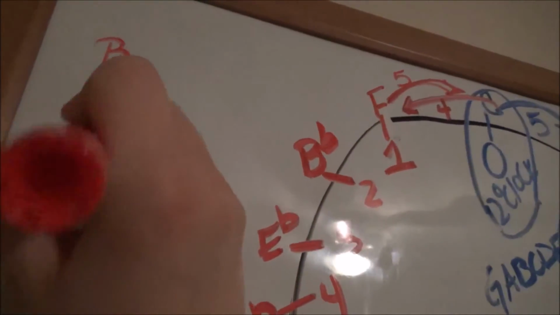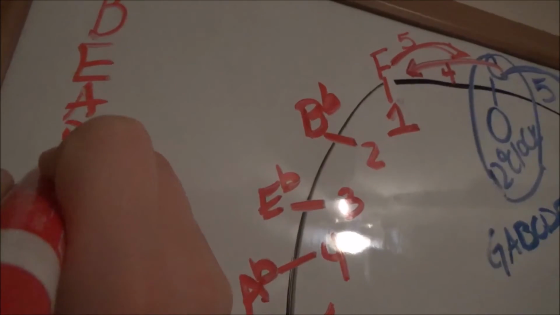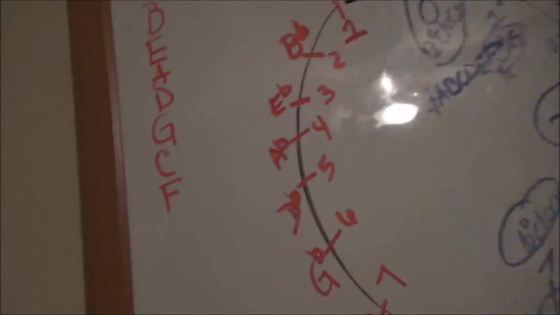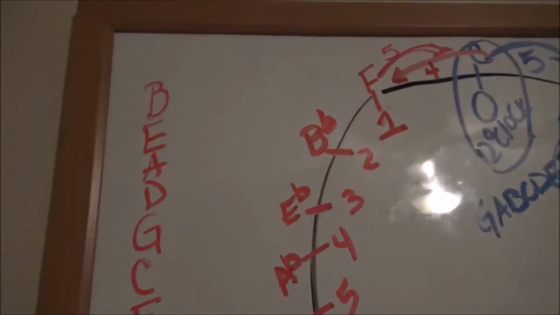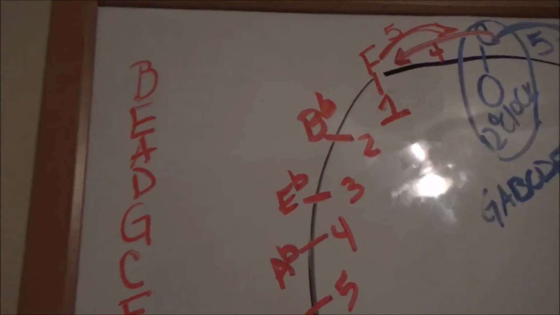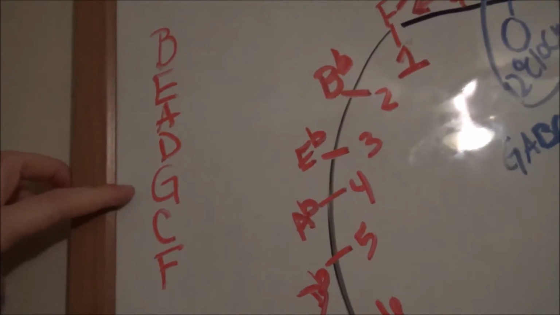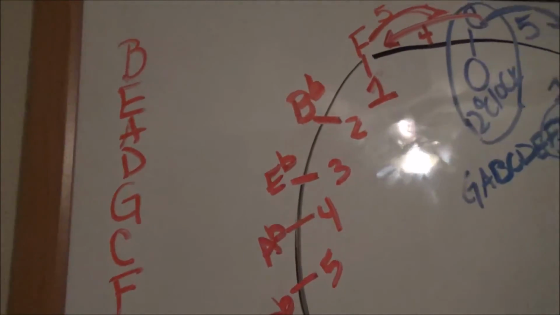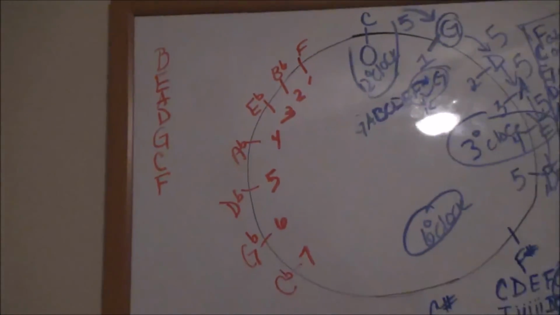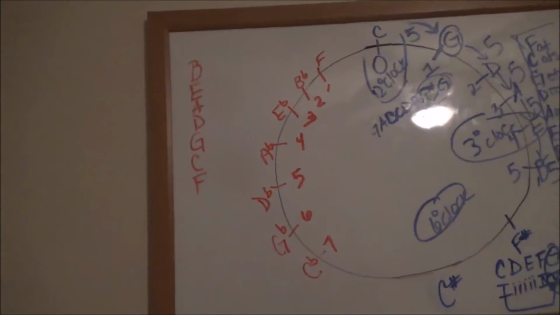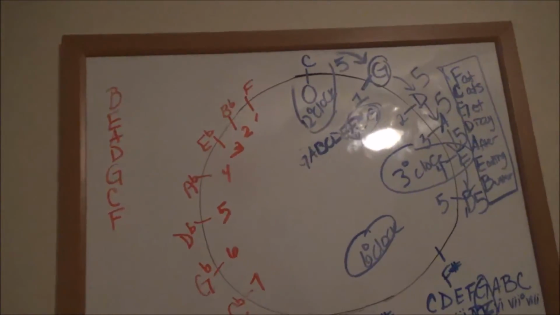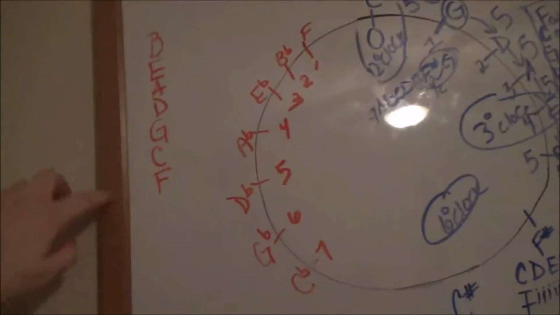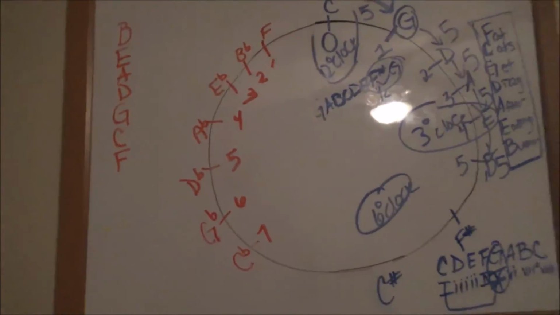The order of the flats are B, E, A, D, G, C, F. And the easiest way I remembered the order of the flats was basically bead, like jewelry, and then G, C, F, greatest common factor, as in math. So that was the easiest way I remembered it. But that's really just the breakdown. Basically, just remembering the order of the flats, just like we remembered the order of the sharps. And obviously, if you create a cool acronym, that will help you as well.